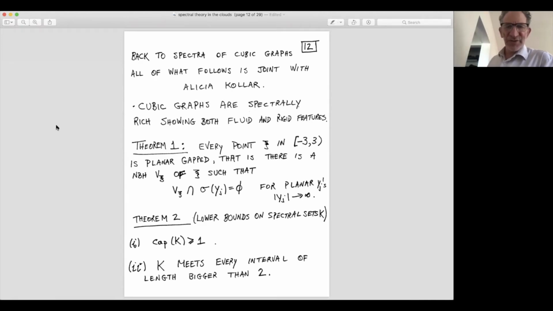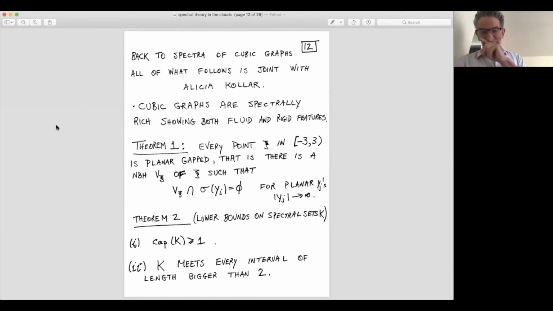So is it true that for every point c, you can find an infinite sequence of graphs, and we're even going to show that you can make them planar, such that there's a neighborhood of c, and none of the graphs have eigenvalues in that neighborhood? This is quite tricky. So that's our first theorem. That shows a very different feature to the rigidity features I was pointing out: you can create gaps at any point, and even using planar graphs.